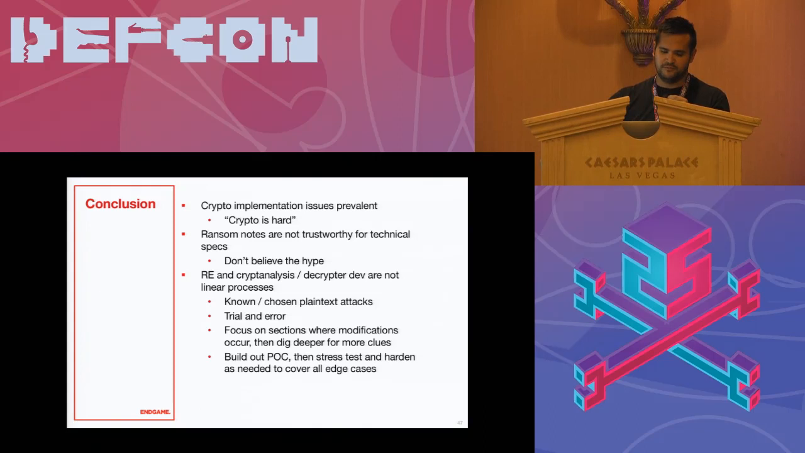And initially focus on building out a proof of concept. Do a lot of stress testing so you can cover all of the edge cases like we saw with TorrentLocker. And so you stress test, you harden, and you cover all the edge cases, and hopefully you have yourself a fully working decryptor that's going to work across the board.